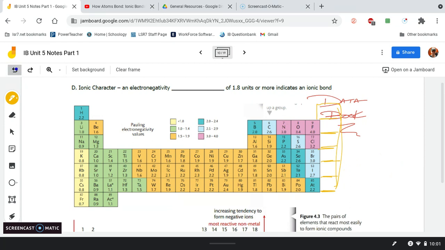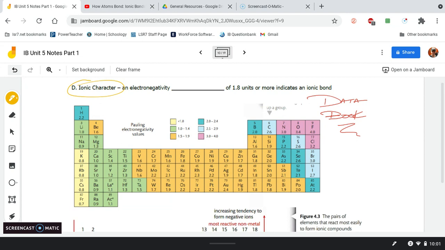Okay, so then we get this thing called ionic character. Ionic character is just how ionic a thing is. So ionic character, what does that mean? That is how ionic a thing is. Is it likely to be like salt or not? Is it likely to have a high melting point? Is it likely to dissolve in water?